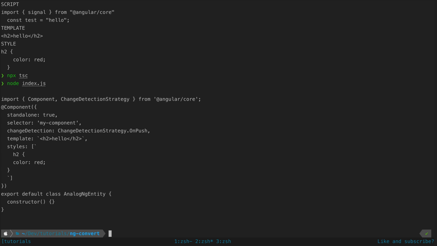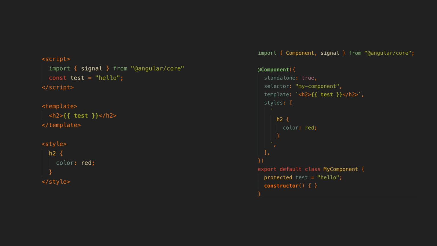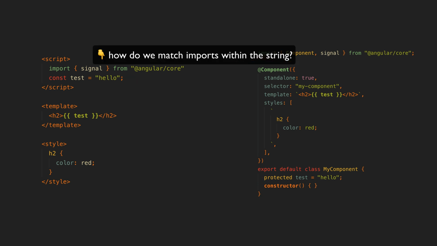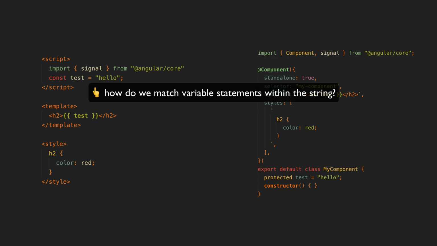Things get a little harder for the script section though. We can't just dump all of it in one location. First of all, the import statement and the variable declaration would be in two separate places. One would be within the components class and the other would be above it. But there's also the matter of how we even figure out which parts of the string from our script section represent an import and which represent a variable declaration.